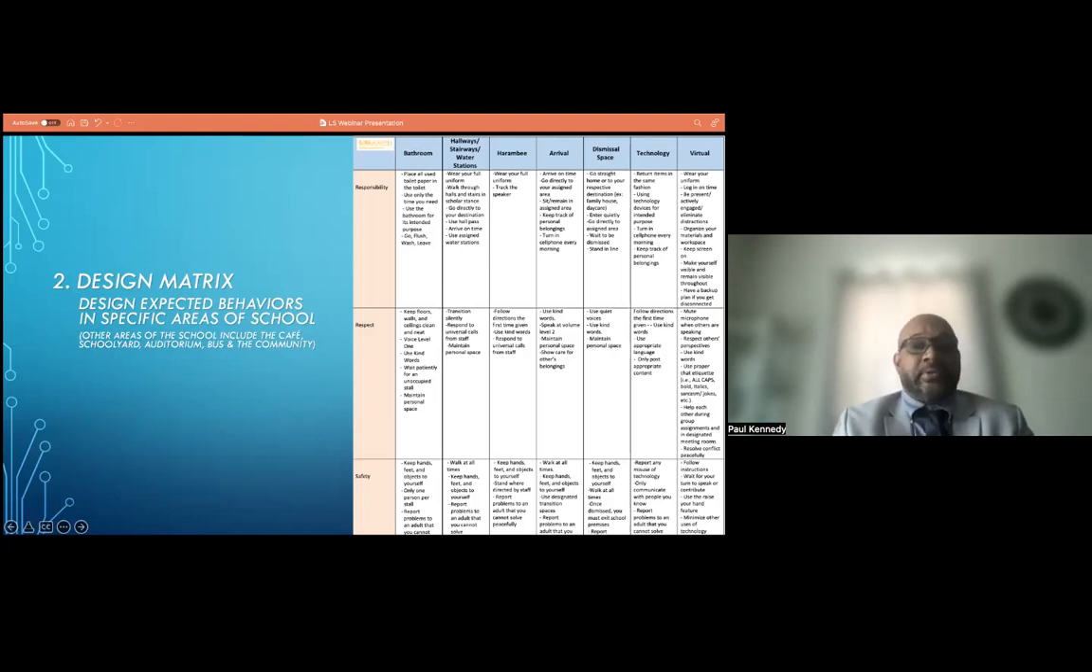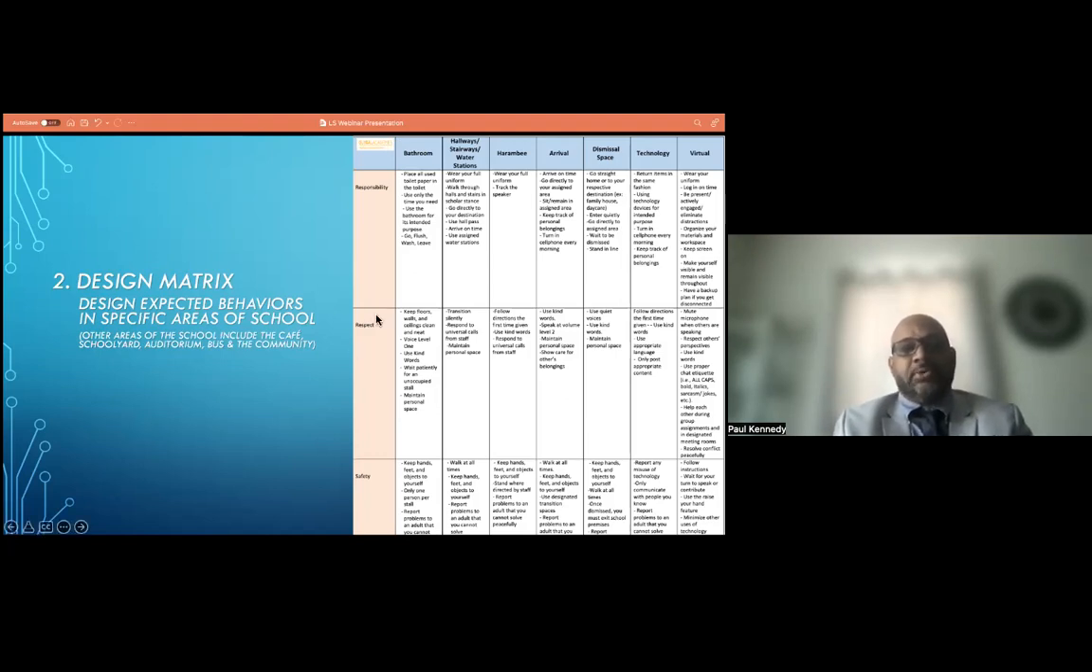This was not here three years ago. We added it because we do have expectations when the scholars are learning on the computer, that they're supposed to model and follow. Other areas that are not highlighted are the cafe, the schoolyard, the auditorium, bus, and the community.